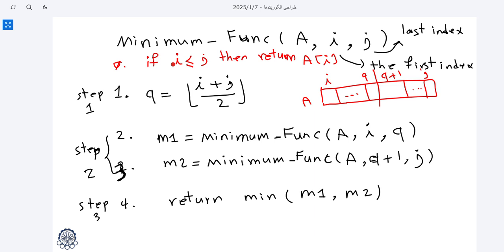Then we put a stop condition because our algorithm is recursive. At first, we have an array of n numbers. Then it is divided into two parts. Each part has n divided by 2 numbers. Then each part is solved recursively. So that part is also divided into two parts. So we have arrays of n divided by 4.